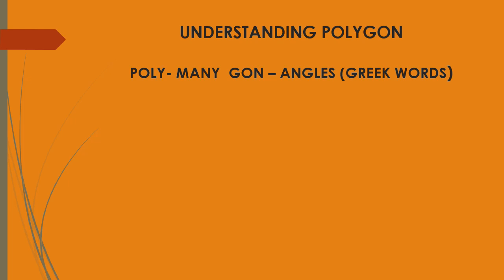Understanding polygons. Now we have seen certain 2D figures, like octagon, heptagon, quadrilateral and triangle. Now we are going to see what we mean by polygon. The word polygon is taken from a combination of two Greek words: poly means many and gon means angles. Any figure that has many angles is called a polygon.